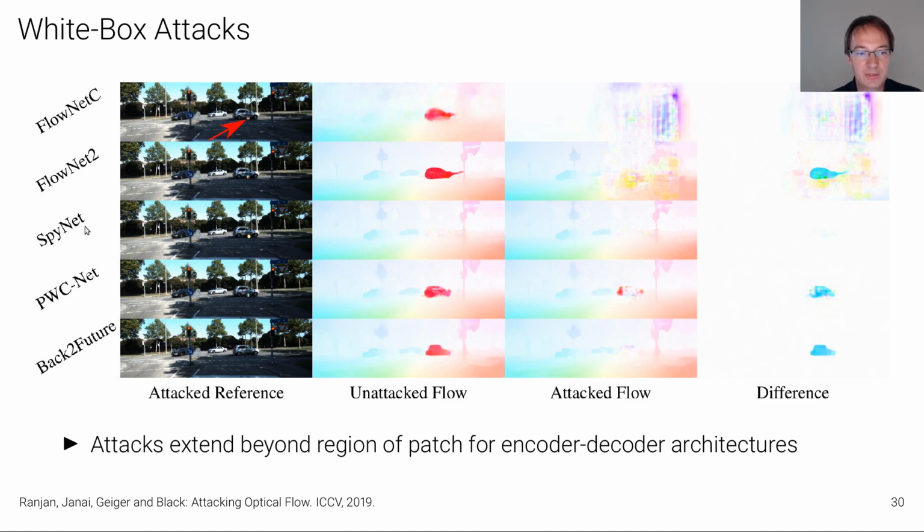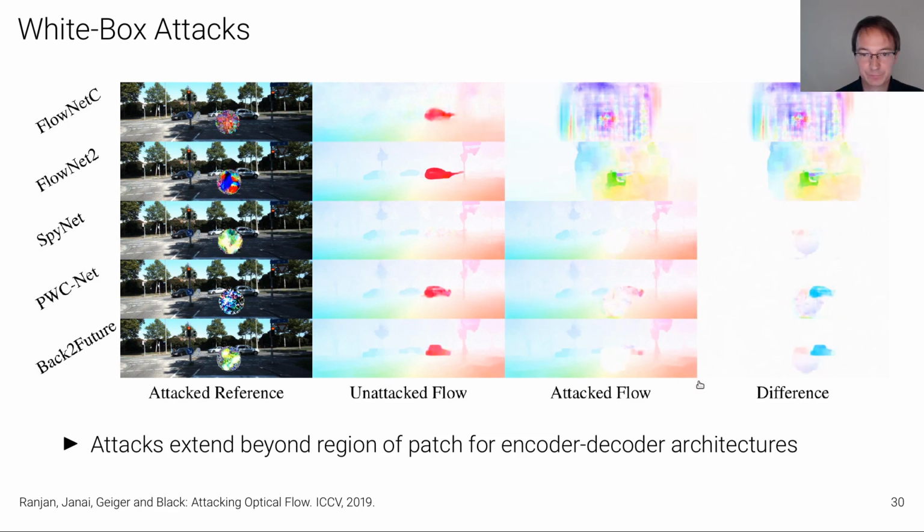In contrast, the spatial pyramid networks, by utilizing this inductive bias from the early techniques about the coarse to fine estimation, can actually not be attacked, or the attacks work much less effectively on these architectures. Here's the result for larger patches. You can see if you increase the patch, then also the results get affected more significantly.